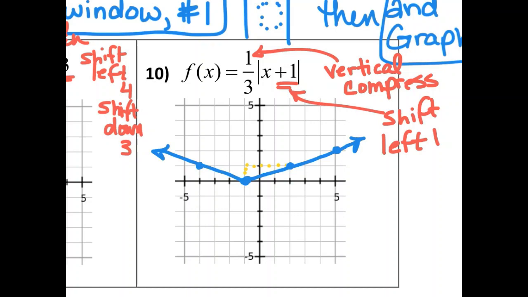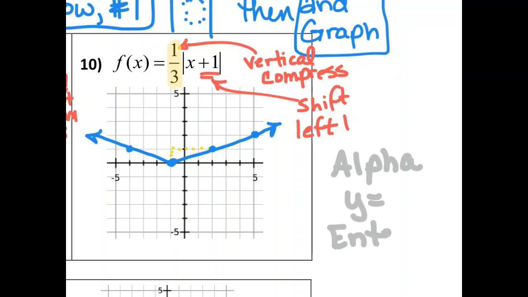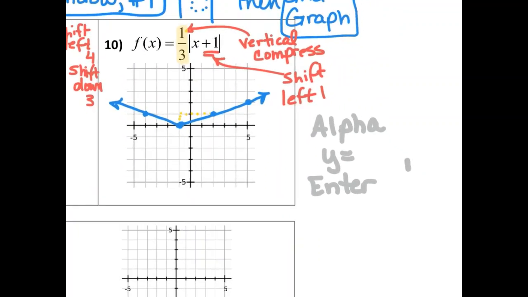So if you are working in your calculator on this problem, when you're typing the 1/3, remember that in your calculator, you want to type alpha y equals and enter. What that gives you is a fraction with the cursor and little boxes waiting for you to type the numbers in. And that way you can type your 1/3 so that it looks exactly like it does in the equation here.